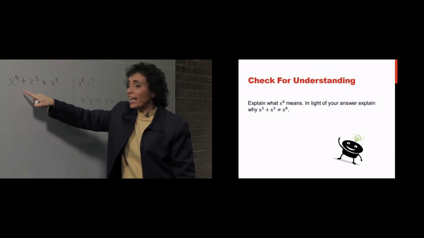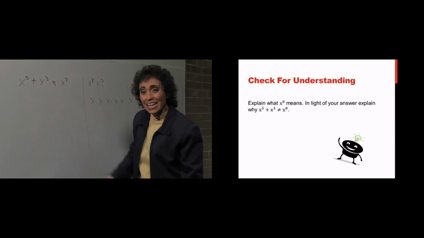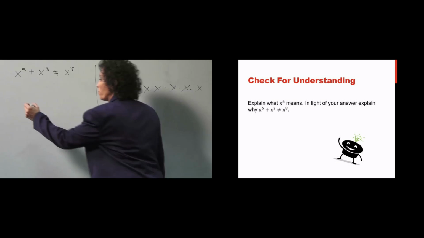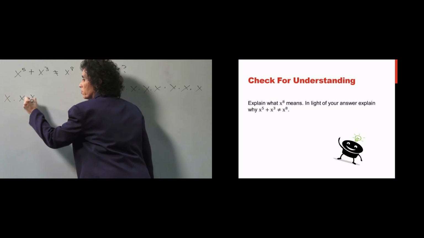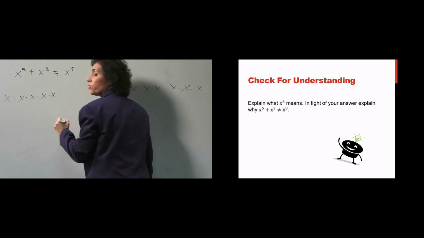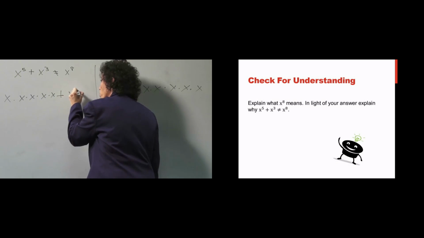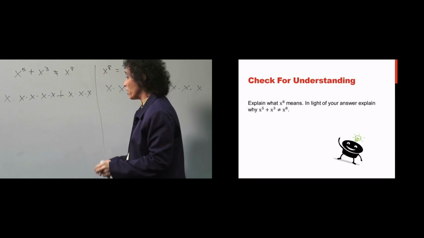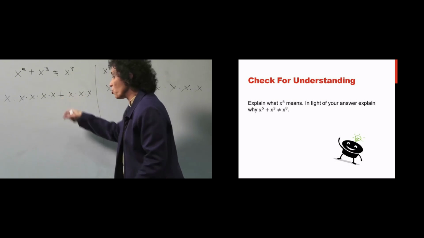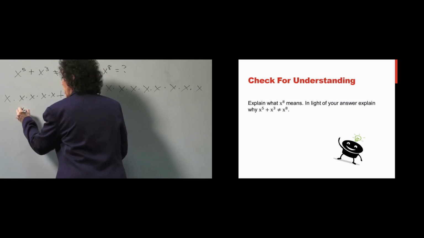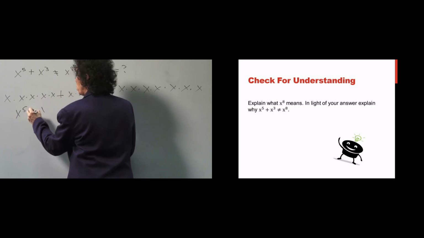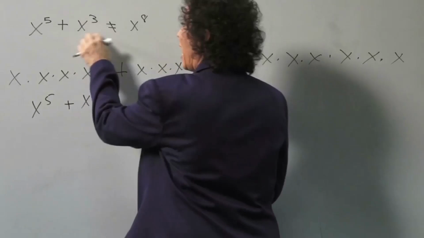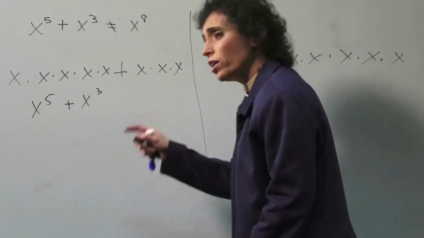Well, that's why x to the 5th plus x to the 3rd cannot be x to the 8th, because x to the 5th is that, plus x to the 3rd is that. That is not x to the 8th, because that would have to be a multiplication sign. This is clearly just x to the 5th plus x to the 3rd. That cannot be simplified. We already talked about that before.